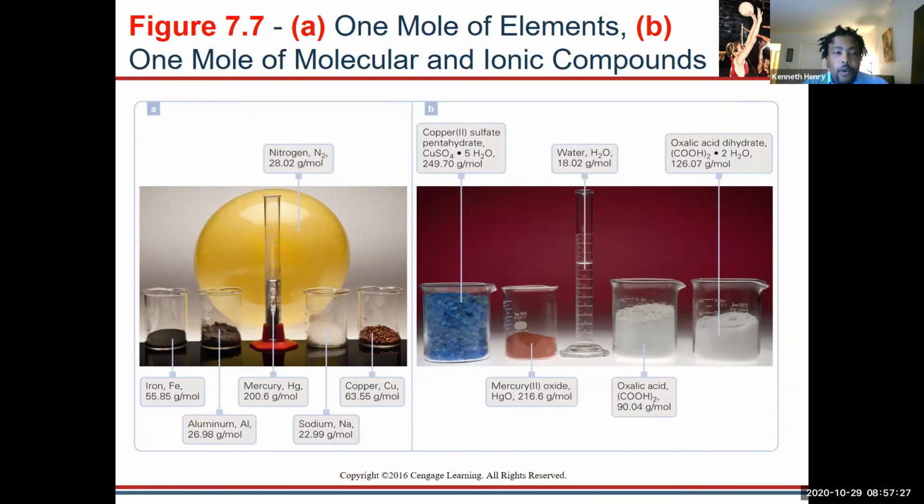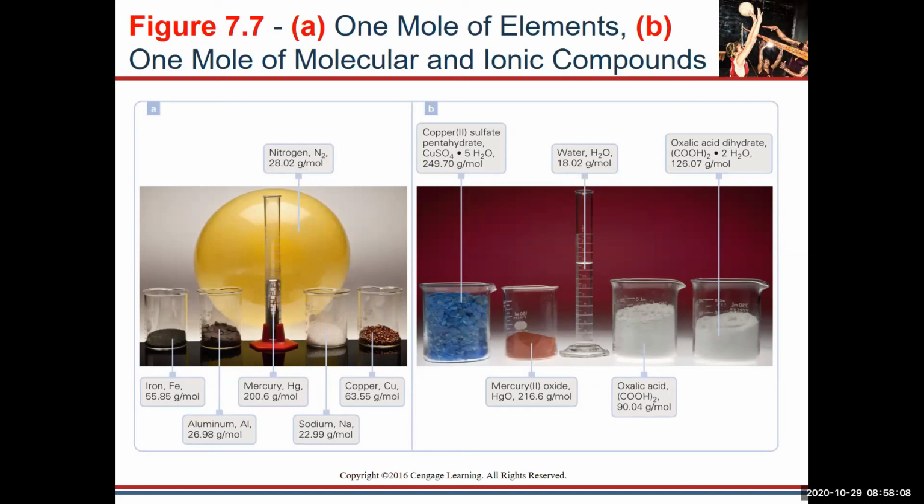So when we're talking about 1 mole, we know that we have 6.022 times 10 to the 23rd. If we're talking about an atom, an element like mercury, we have 6.022 times 10 to the 23rd. If we're talking about a molecule like nitrogen gas, we also have 6.022 times 10 to the 23rd, because 1 mole is equal to that quantity. Are we good? Yes. Good, good.